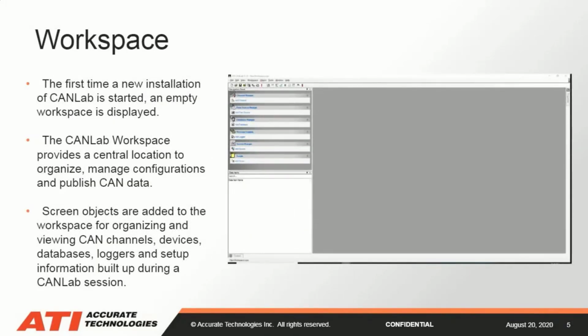And so the first thing you see when you open up CANLab is what we call a workspace. The workspace is designed to look and feel like a typical Windows environment. And the workspace is the central location for you to view, record, send, and organize all of your CAN data.